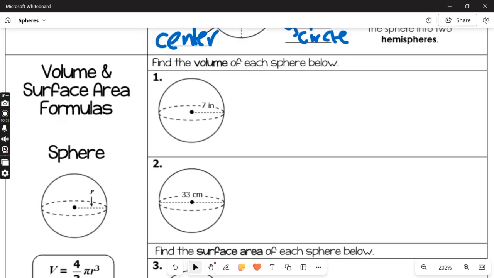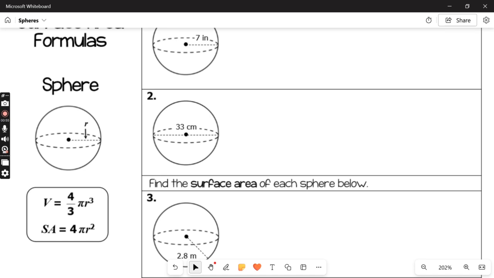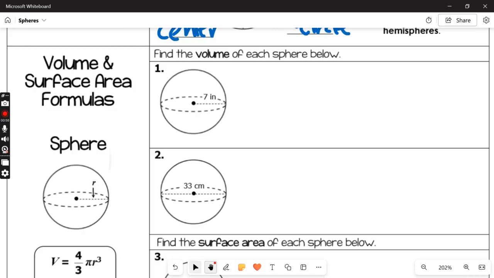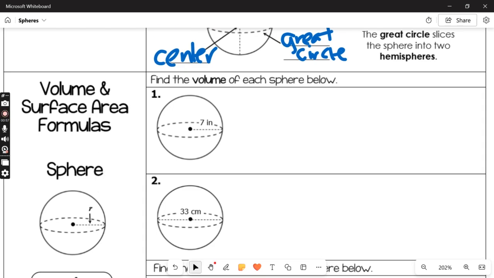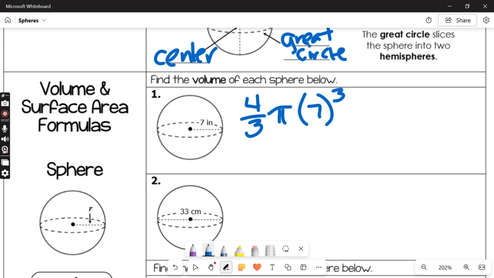Okay, so it says find the volume of each sphere below. Our volume is off to the side here. The formula is 4/3 pi times the radius cubed. All right, so we have our radius, which is the only thing we need, so we'll just fill in our formula. 4/3 pi times the radius cubed.